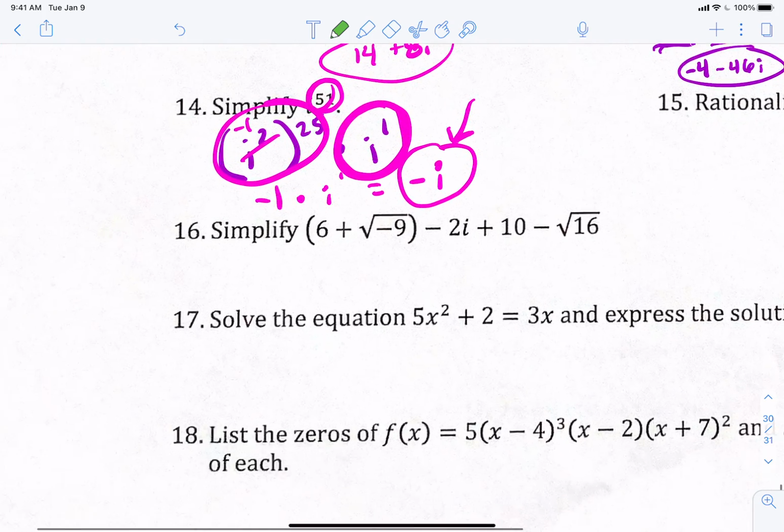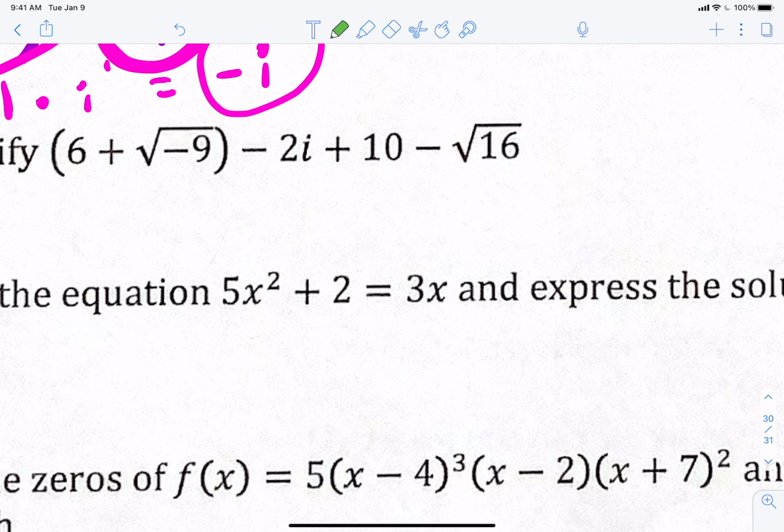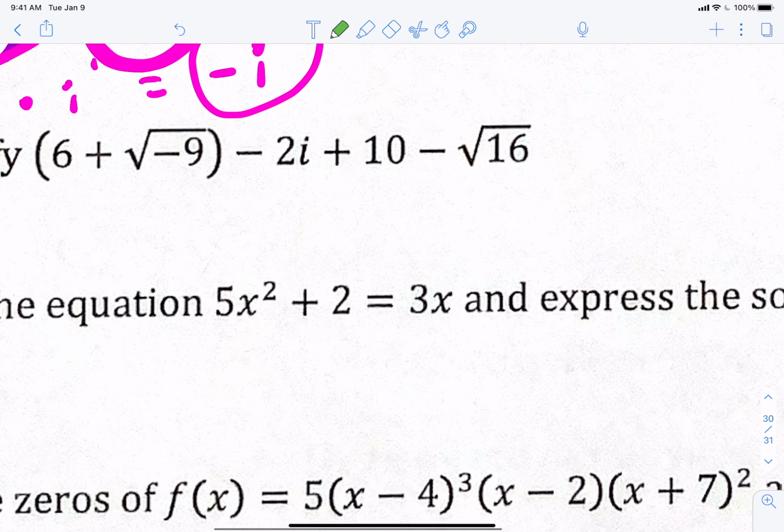Okay, moving on. Simplify. Let's start with the stuff that's in parentheses. 6, I can't simplify him, plus, what's the square root of negative 9 look like? It's 3i. The square root of 9 is 3, and the square root of a negative becomes an i. There he is. I can leave him in parentheses, or we can just drop the parentheses. Minus 2i, there's nothing I can do there.